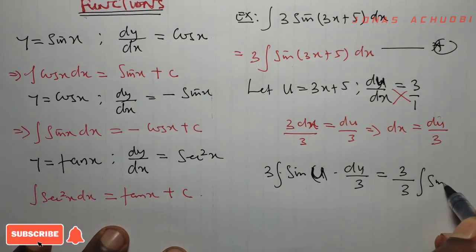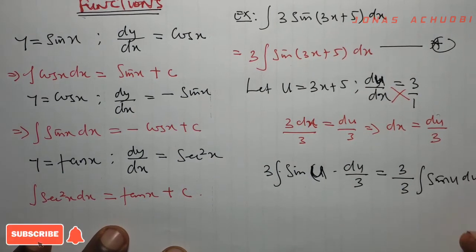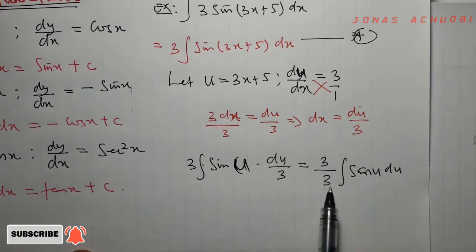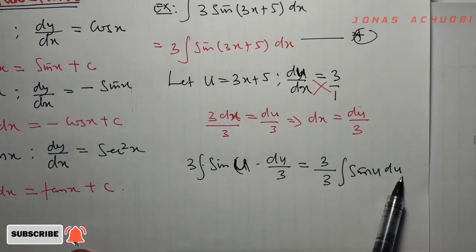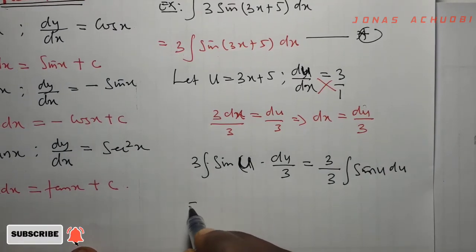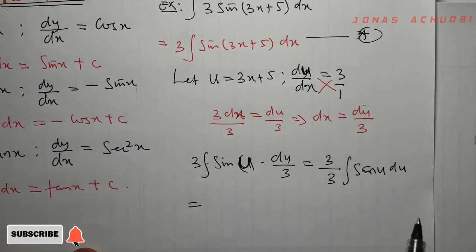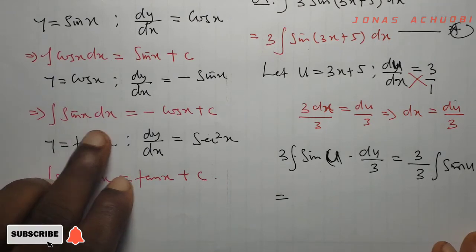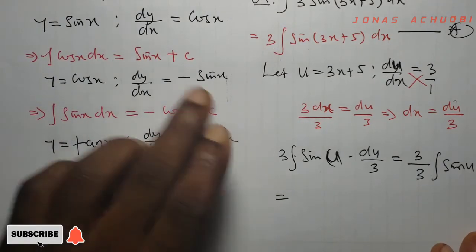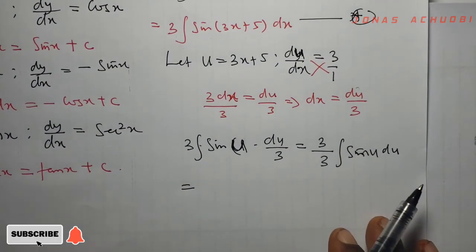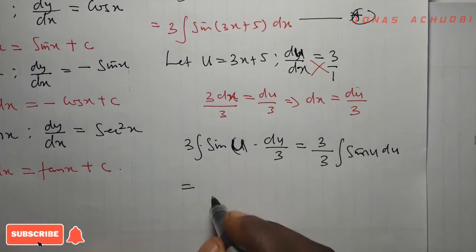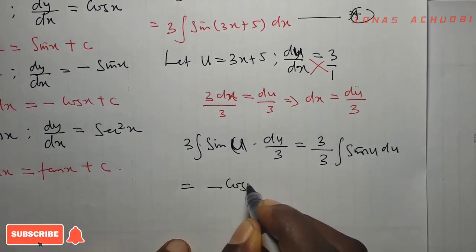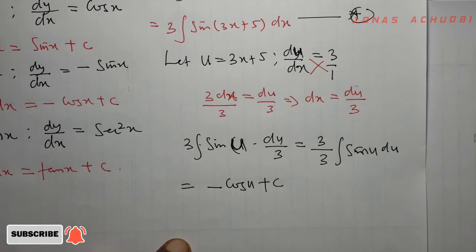Integral of what? Sine u with respect to u. So our integral now becomes the integral of sine u with respect to u. So 3 over 3 is 1. Now from what I've done earlier, we said that when we integrate sine x, we get negative cos x plus c. So in a similar fashion, when we integrate sine u, we get negative cos u plus our constant of integration, c.